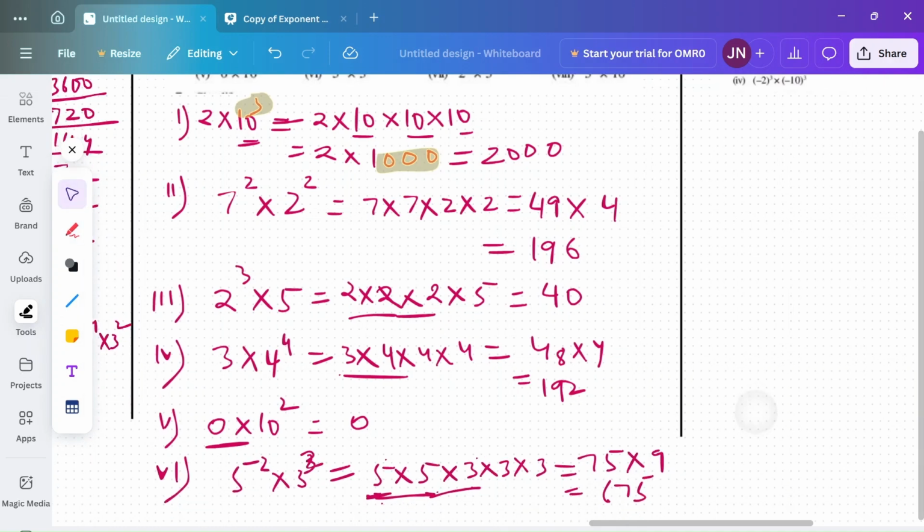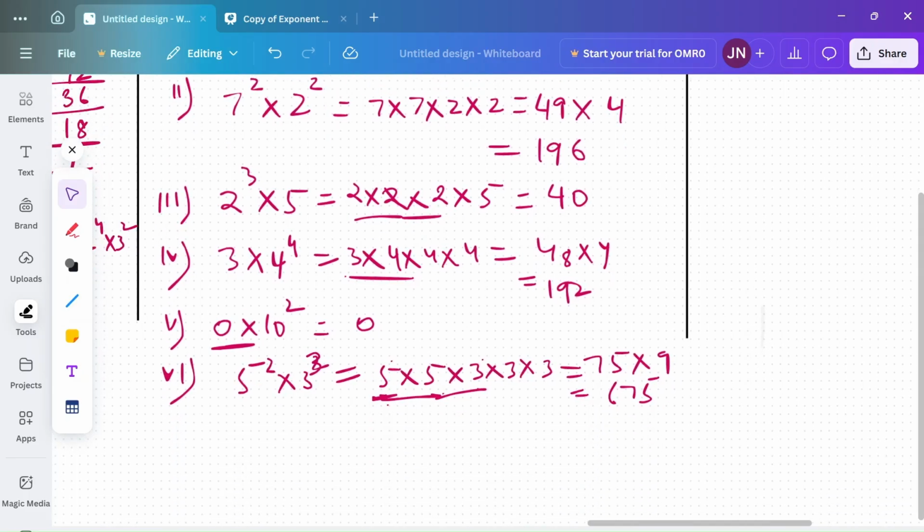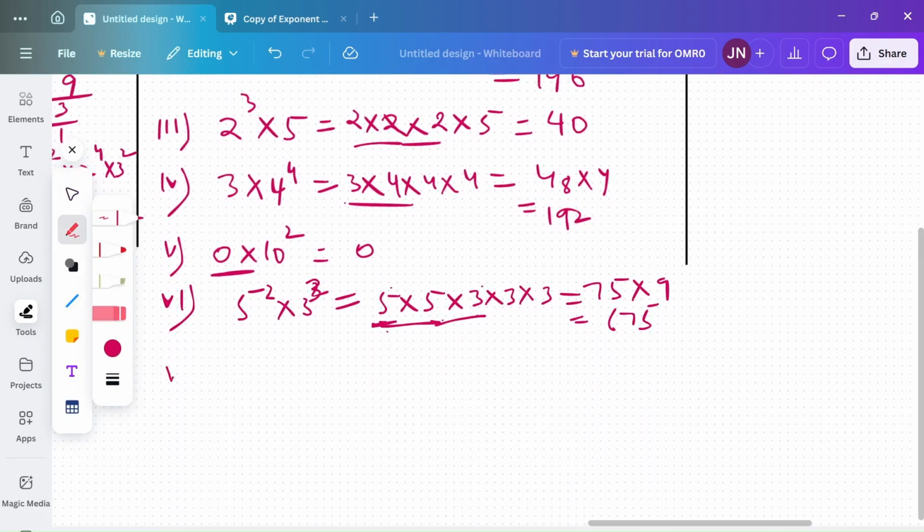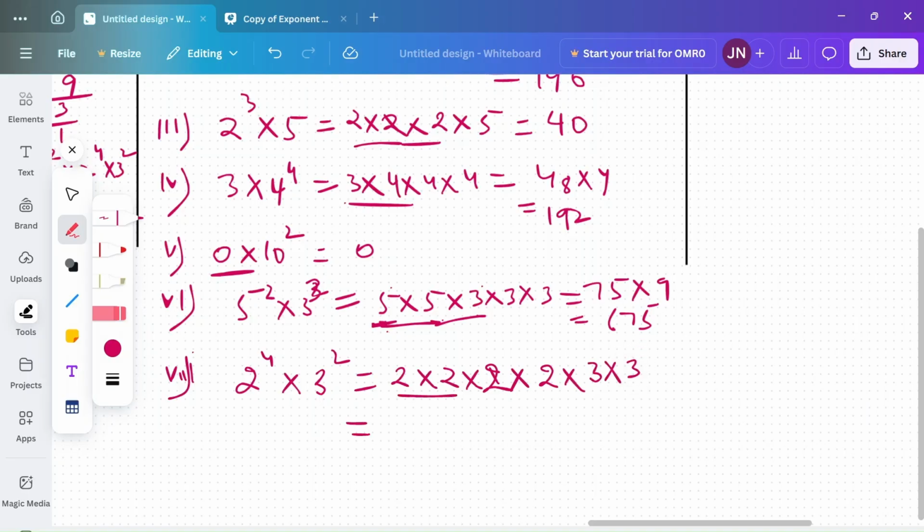So this is the sixth part. Now let's move on to the seventh, 2 to the 4 and 3 squared. 2 raised to the power 4 and 3 raised to the power 2. So again expand and solve. 2, 4, 8, 16. 16 times 9 is 144.